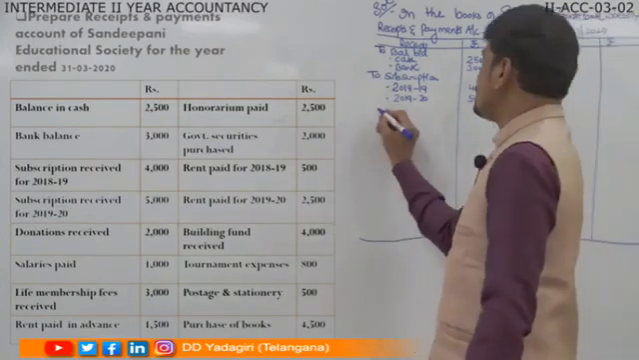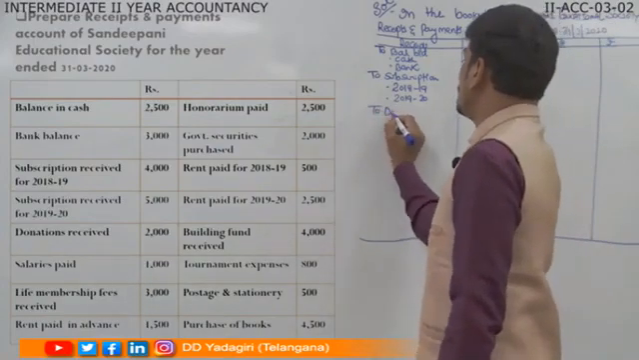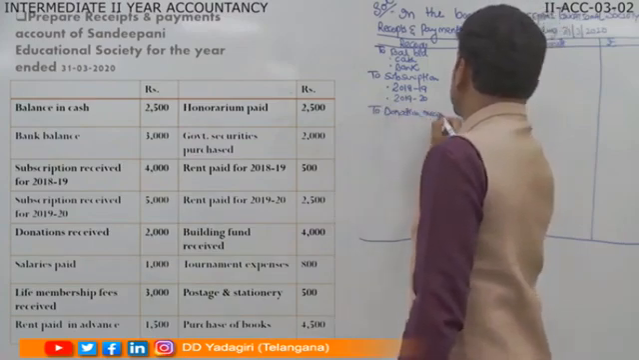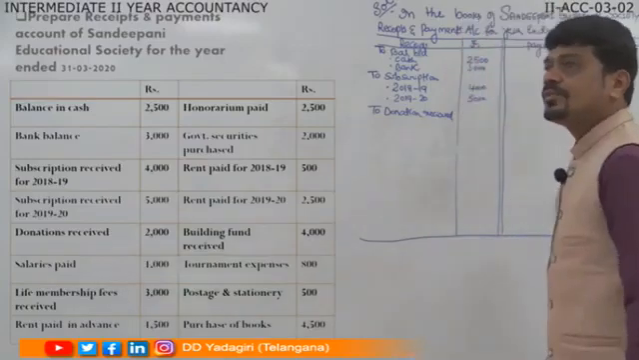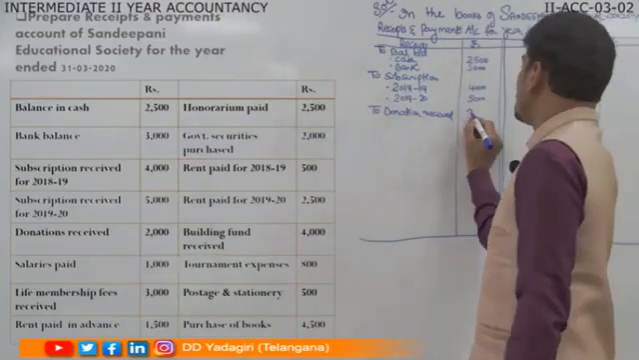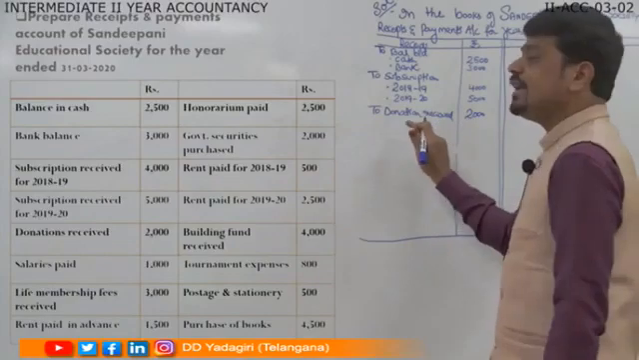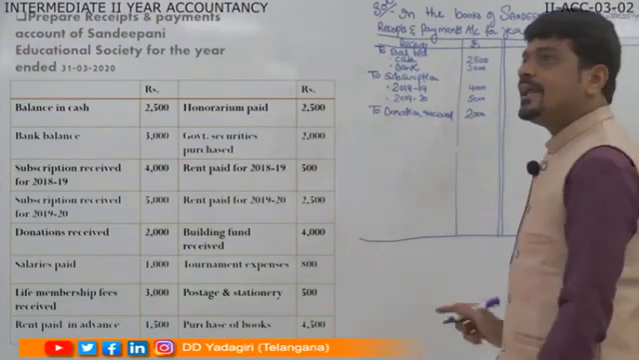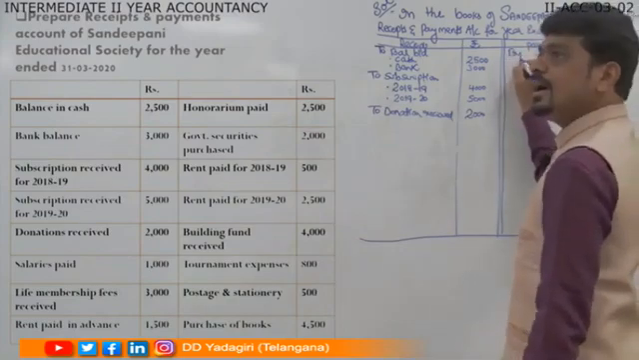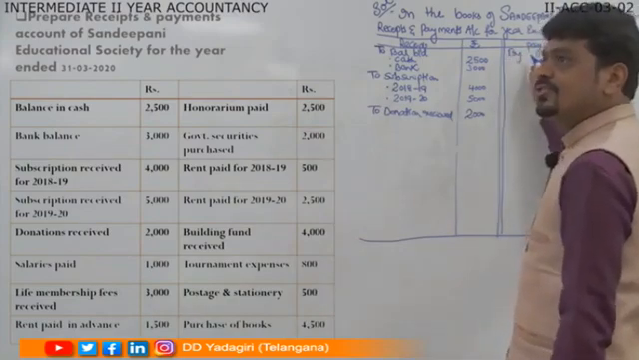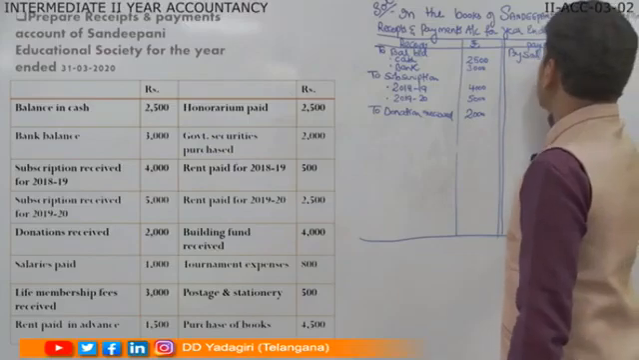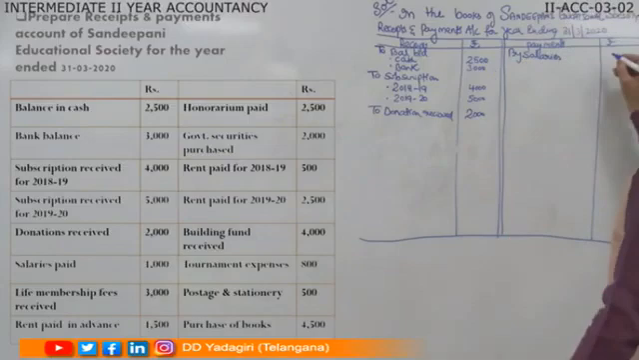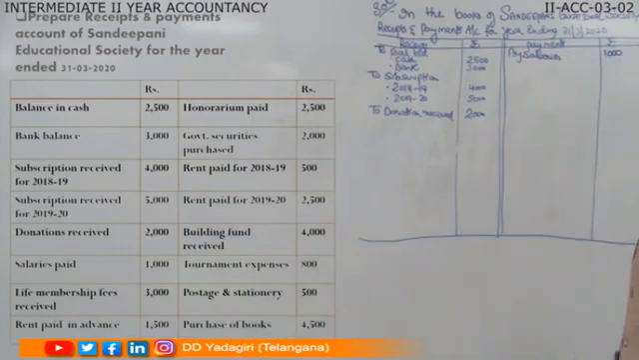Then they gave donation received. What is donation received? Receipt. So to donation received, how much? 2,000. If they were telling donation paid, then it was payment. Then salaries paid. So salaries paid are expenditure, that is payment. By salaries, amount is 1,000.